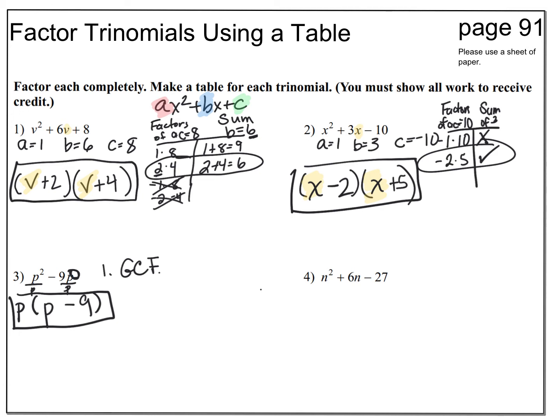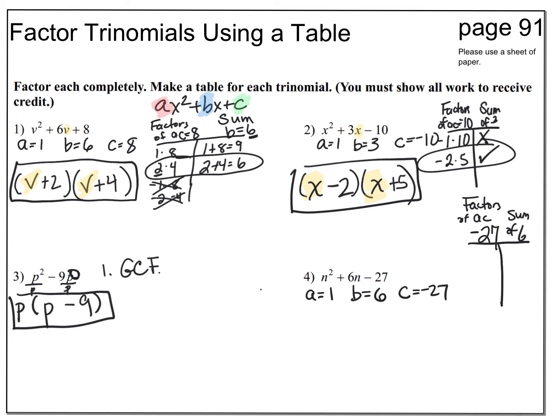For number 4, it is a trinomial, so I'm going to name my a value, my b value, and my c value. I'm going to make my chart over here, make my table. A times c would be negative 27, and then sum of 6.